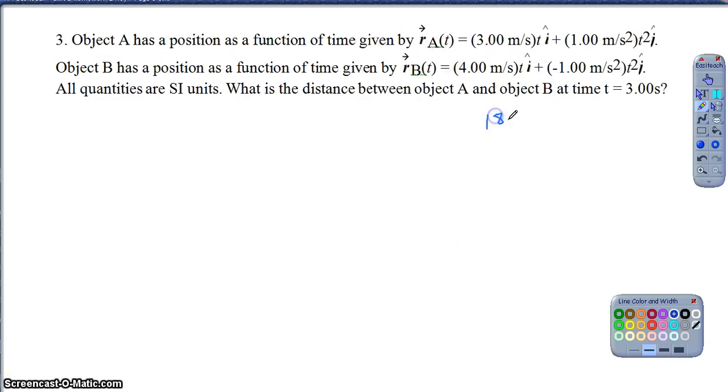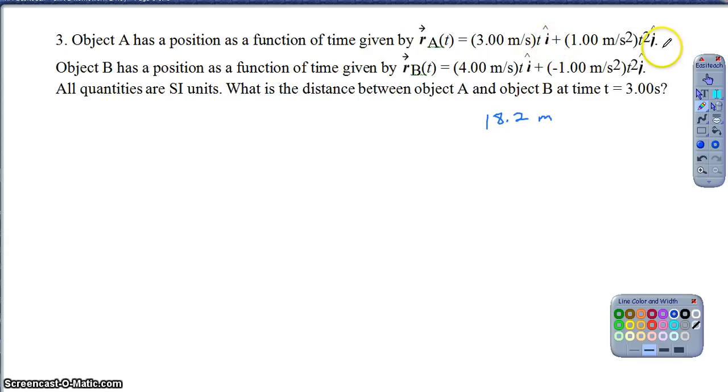Okay, so the correct answer for this, if you want it, is 18.2, or the square root of 333. Obviously, if you got that, awesome. If not, if you need to see it worked out, I will work it out. Okay, so they tell me object A has a position function given by this. So it tells me basically I've got a horizontal position component and I have a vertical position component, right?